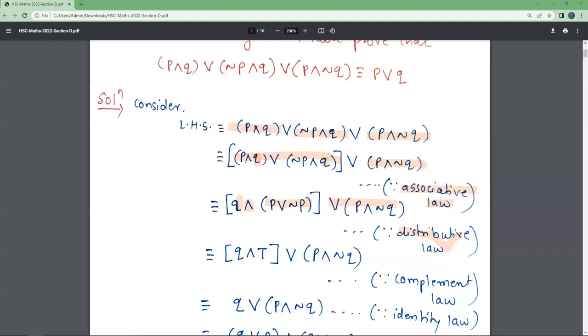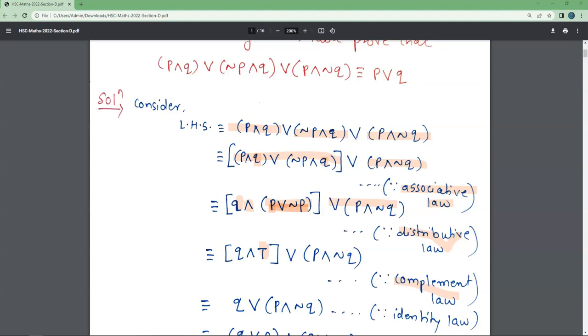Now, the next thing, we know that P or negation of P will always be true. Why? Because if P is true, negation of P will be false, and if negation of P is true, then P will be false, right? So in either case, one of them will be true. That's why P or negation of P is going to be true for sure. That is what the complement law is.